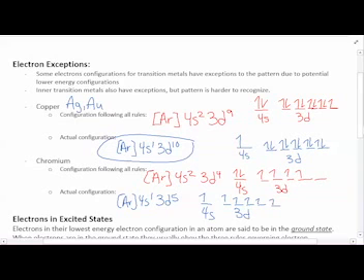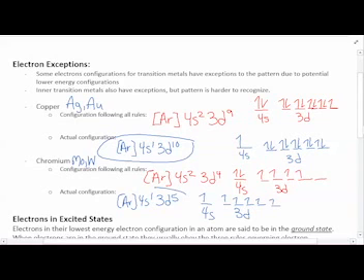So this happens for chromium, molybdenum, and tungsten. So those are the 3 elements that you would be responsible for. So it's the 6th group on the periodic table for chromium, and then the 11th for copper, and those respective groups.